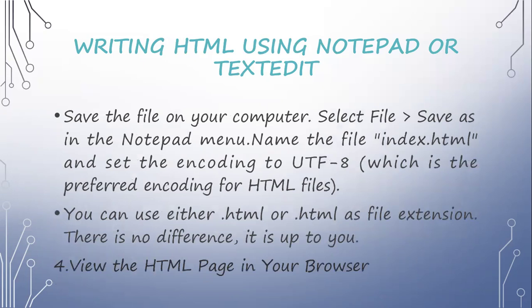After that, save the file on your computer, whereby you select File, then Save As in the Notepad menu, then name the file, for example index.html, and set the encoding to UTF-8, which is the preferred encoding for HTML files. Also, you can use either .htm or .html as file extensions, whereby there's a way that you can save it that way, or instead of using the one which we've mentioned here.